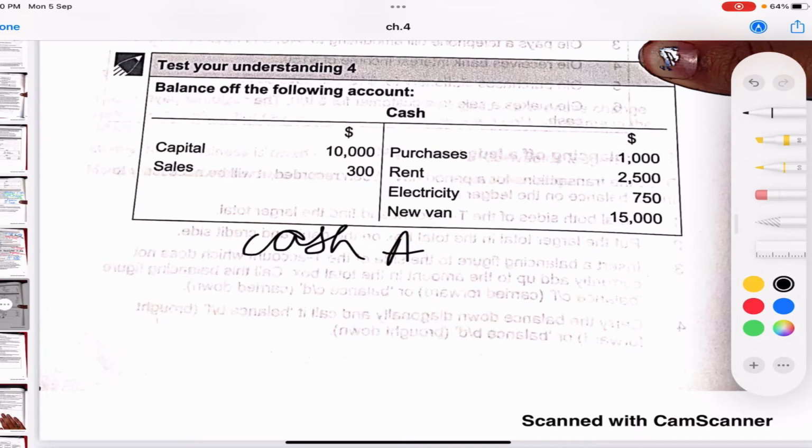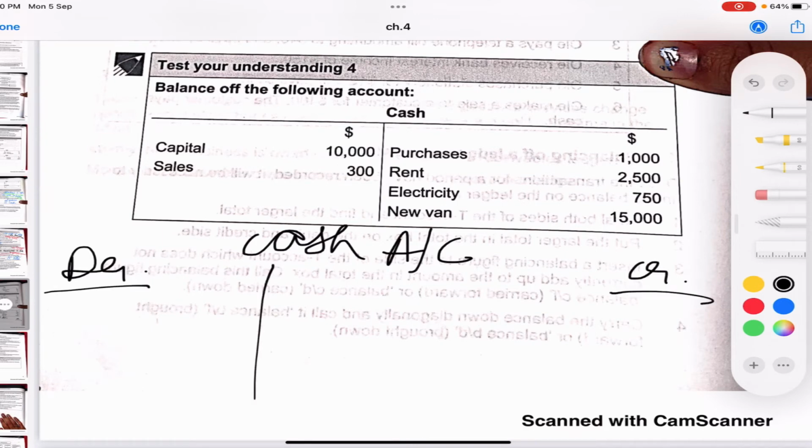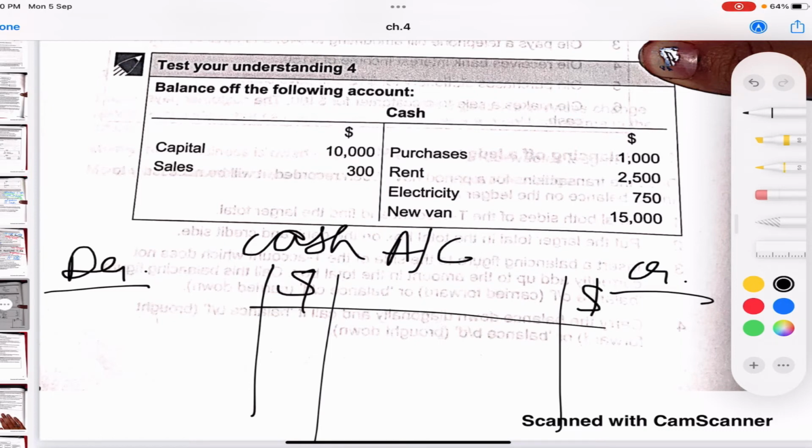Okay, we're left with very little. So this is the credit side, and this is the debit side. So this is our ledger, this is our dollars. Right, now what you need to do is write it down in the question, as it is.